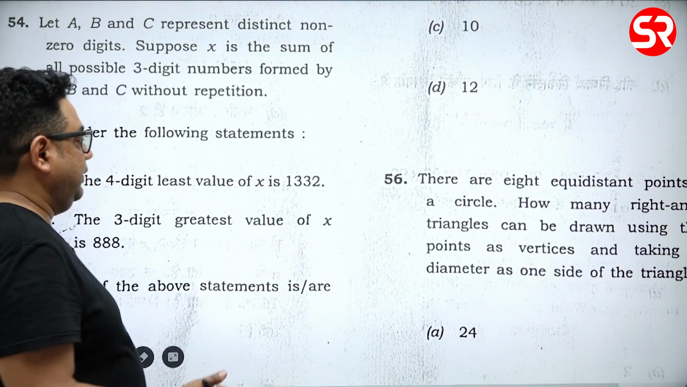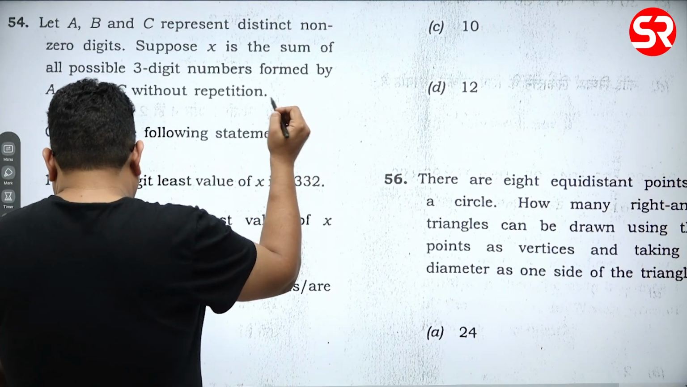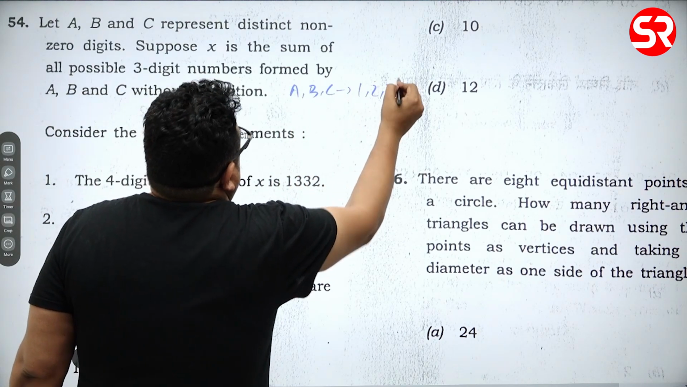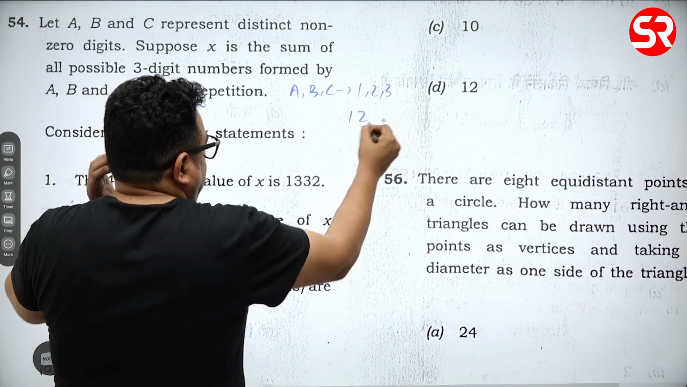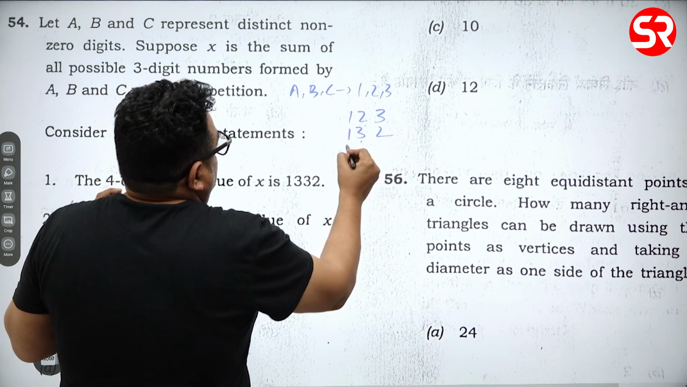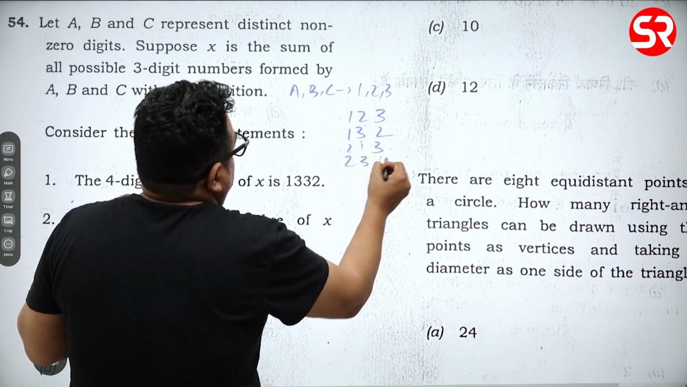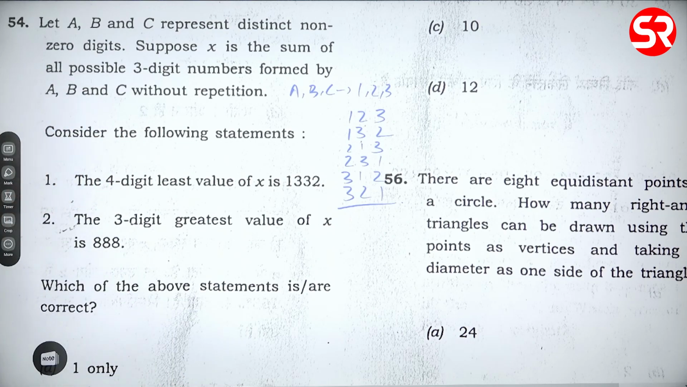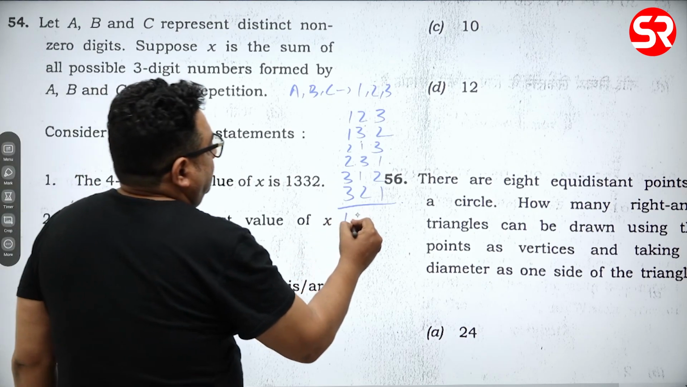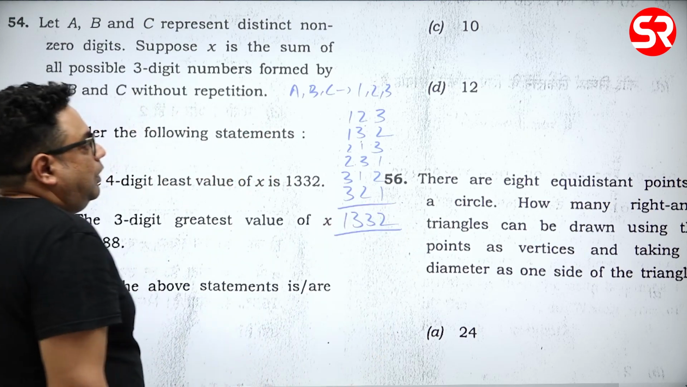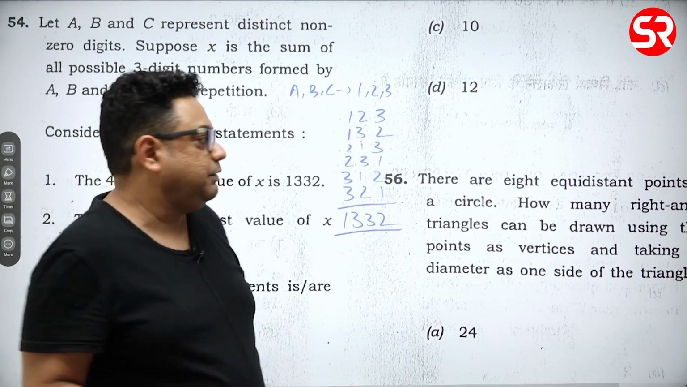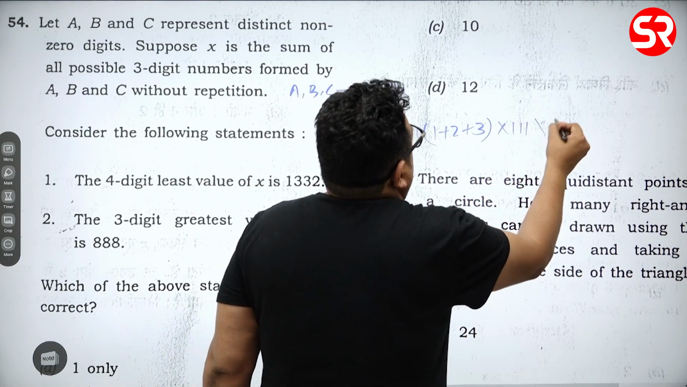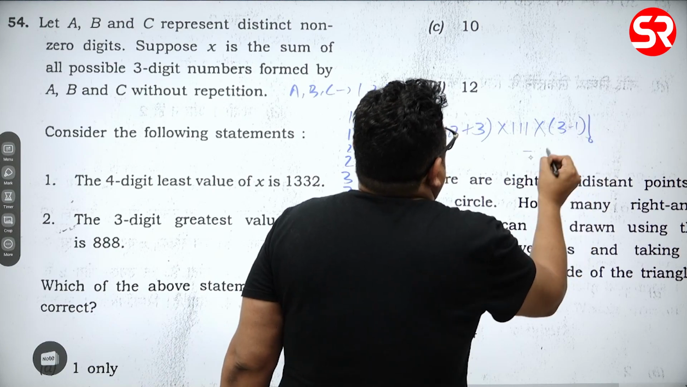So least value, right? I know that if I take A, B and C to be 1, 2 and 3, so total sum would actually be 123, 132, 213, 231, 312, 321. You can easily add it, and this comes out to be 1332. Or if you have attended my permutation combination class, as we know, the sum of all the numbers is (1 plus 2 plus 3) into 111 into (3 minus 1) factorial, which comes out to be 1332.